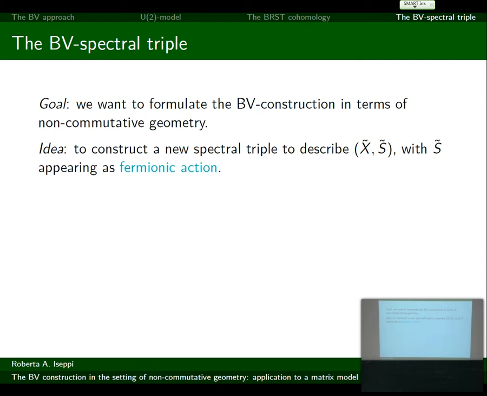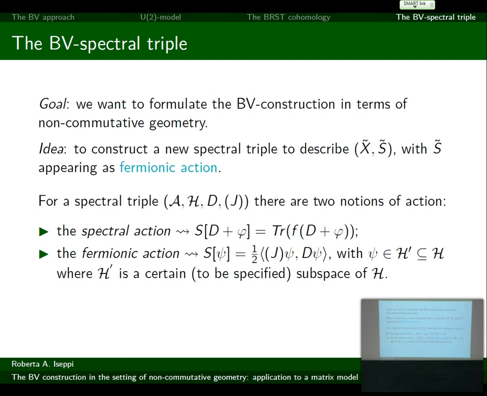So given a spectral triple, in fact, we have two notions of action. Given a spectral triple, which might be real, of course, we have the spectral action, that is what we have already used. But we have also the notion of a fermionic action. That is something like this, where J can appear here. And this is defined for psi that is inside a certain subspace of the Hilbert space H. And of course, this subspace is also part of the definition of the fermionic action itself.